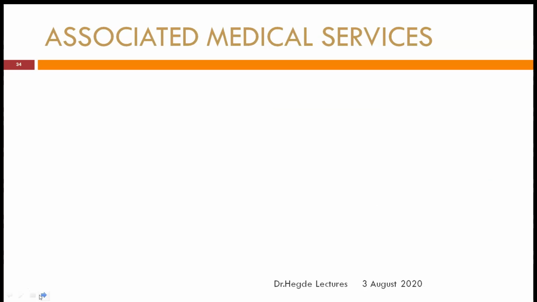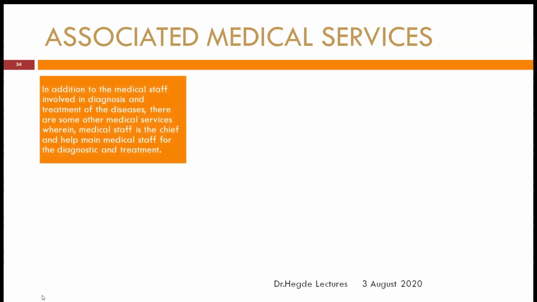Now we shall try to understand the associated medical services in the hospital. In addition to the medical staff involved in diagnosis and treatment of the disease, there are some other medical services wherein the staff help the main medical staff in diagnosis and treatment. These associated medical staff are very important in diagnosing the disease and identifying which organism is involved. So we will see what the associated medical services are.